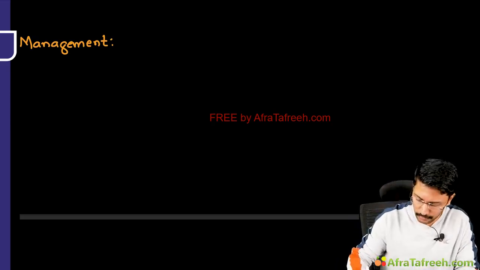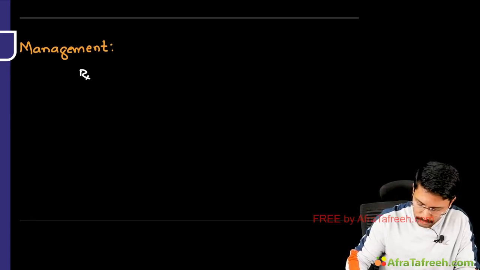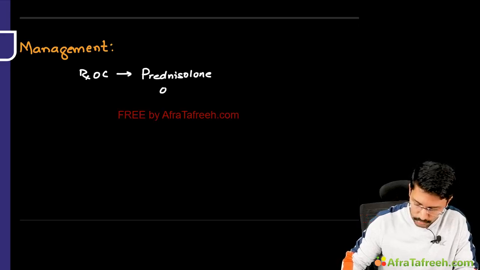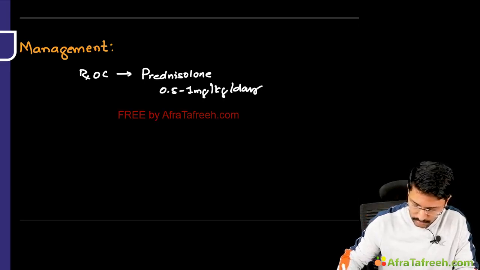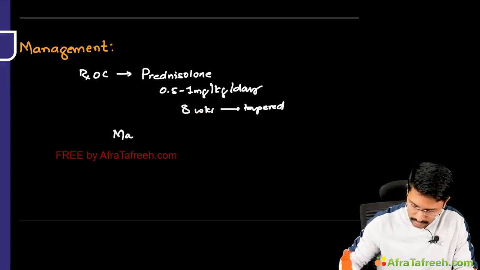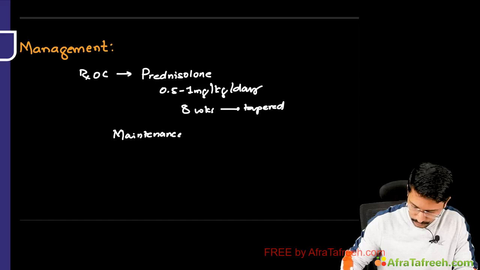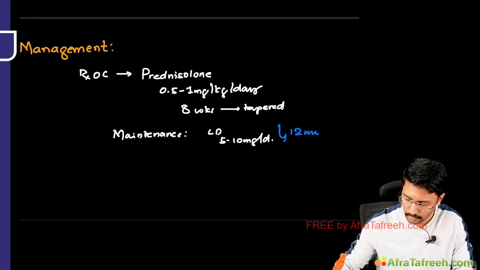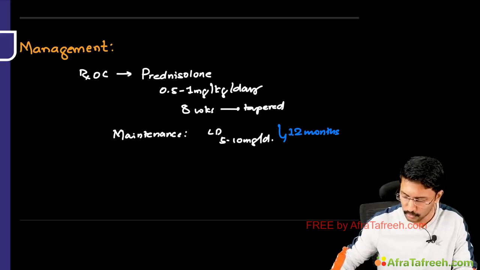Okay, so management wise, the treatment of choice or drug of choice is going to be steroids, mainly prednisolone. We start with a dose of around 0.5 to 1 milligram per kg per day in divided doses. So we give it to the patient for around 8 weeks. Then it is tapered. After that, patients would require maintenance with a low dose of steroids. Low dose, which is like 5 to 10 milligrams per day. This is in most cases continued for around 12 months or 1 year. Most of the patients we will be able to stop.